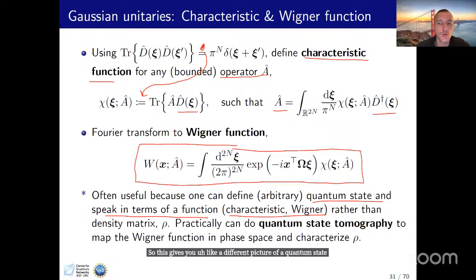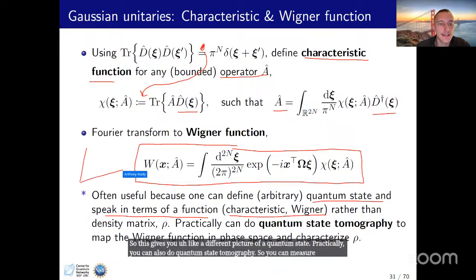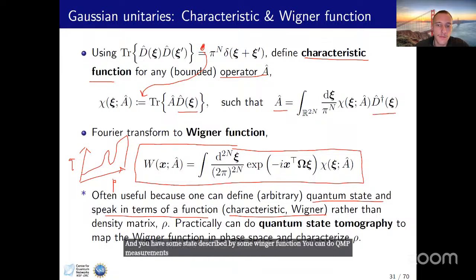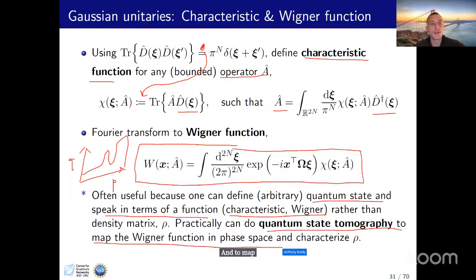Practically, you can also do quantum state tomography. So you can measure Q's and P's and slices of Q's and P's. This is Q, this is P, and you have some state described by some Wigner function. You can do Q and P measurements and perform quantum state tomography to map out the Wigner function in phase space. Okay.